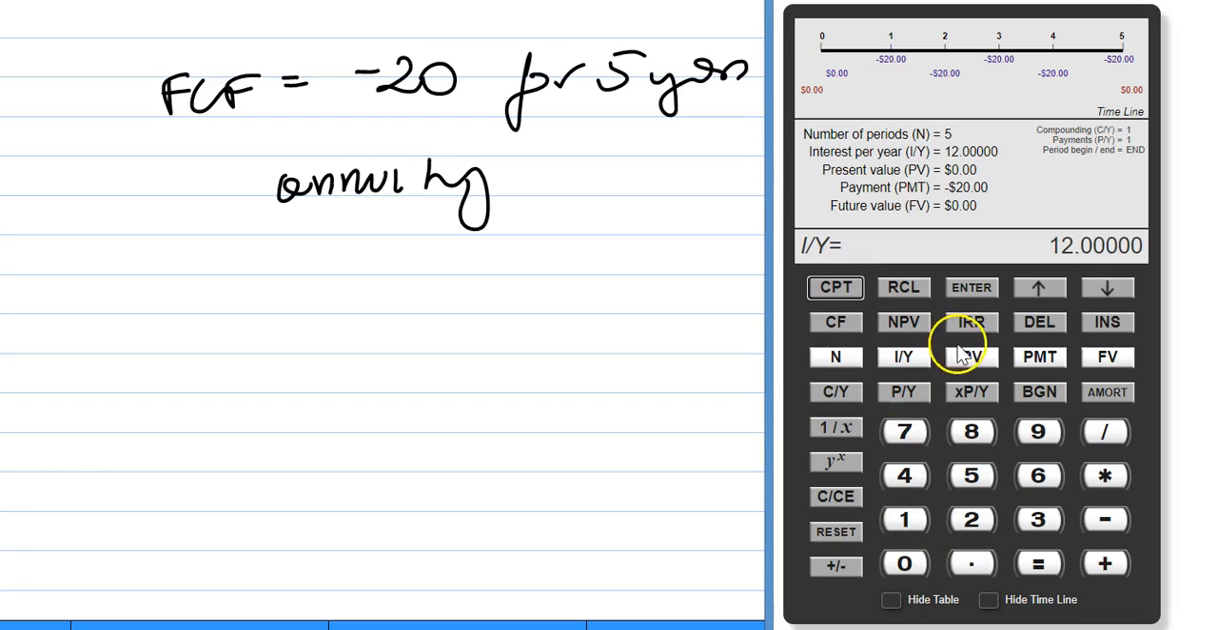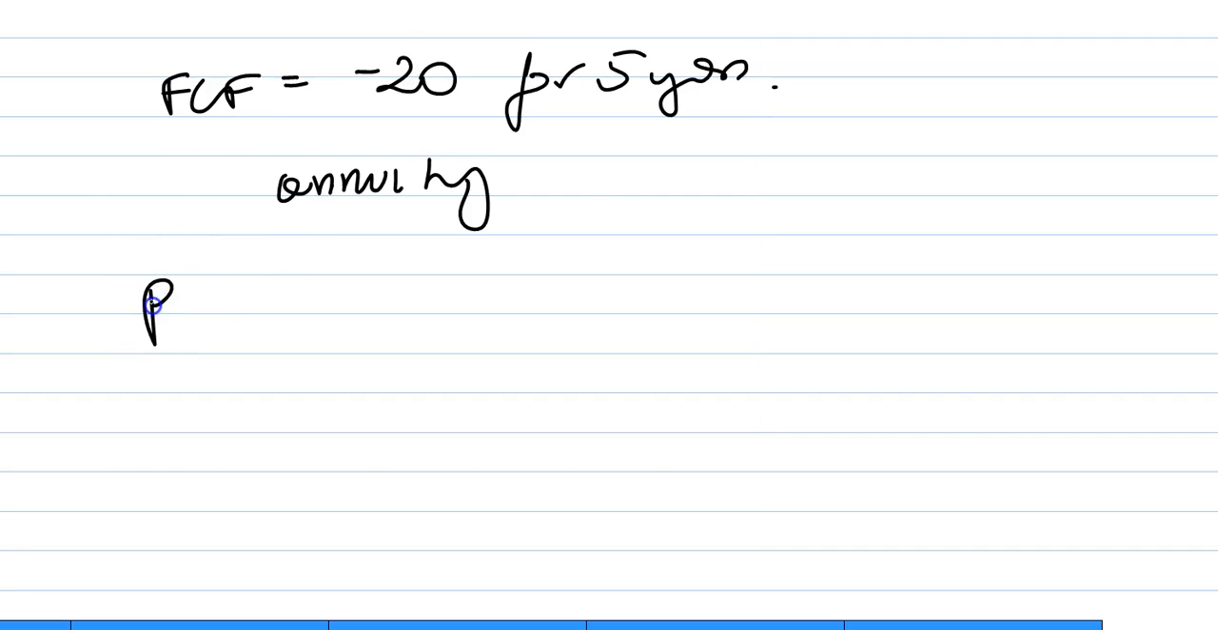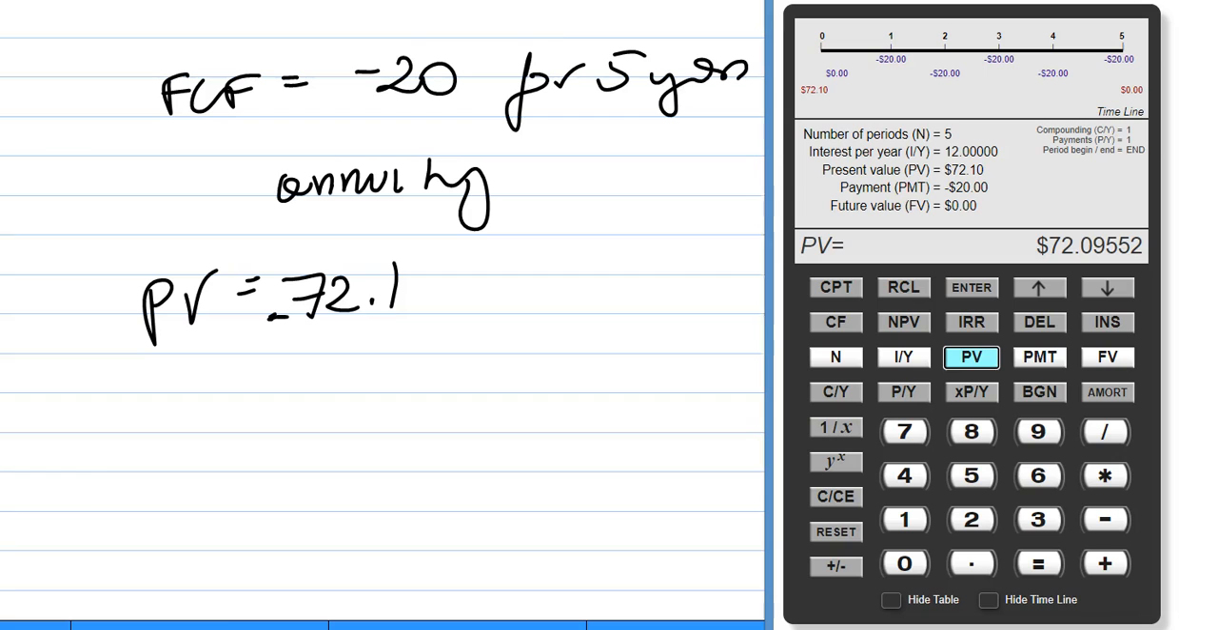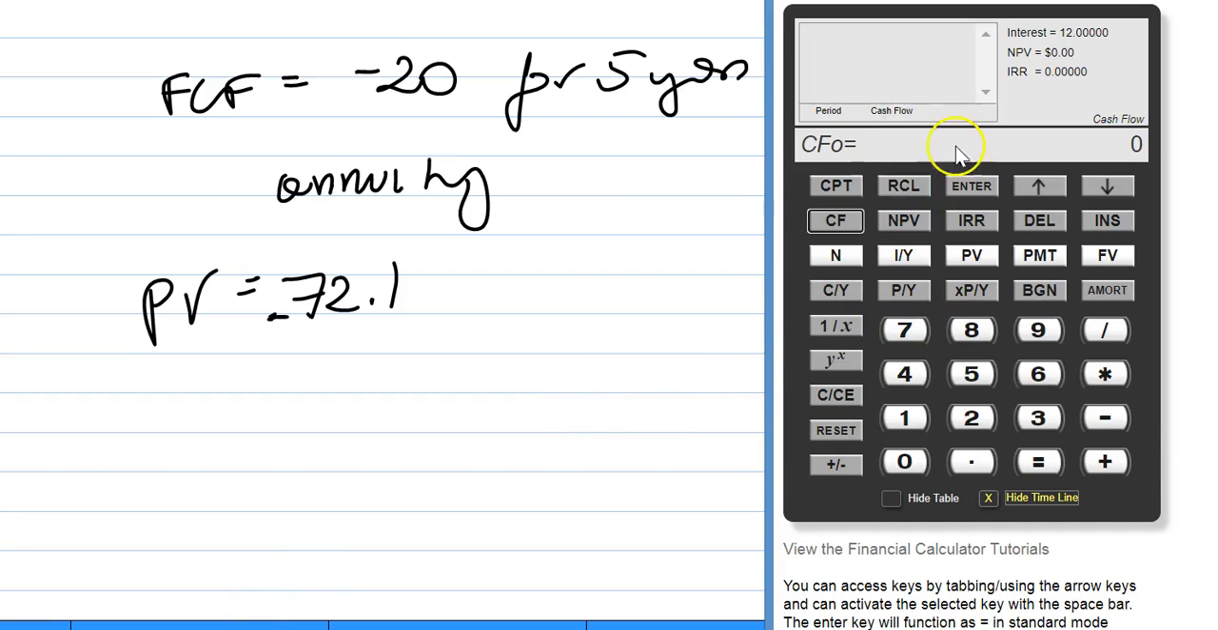And that gives us present value of those losses at 72.1, which is a negative number. Other way would be, of course, to just set this as cash flows.